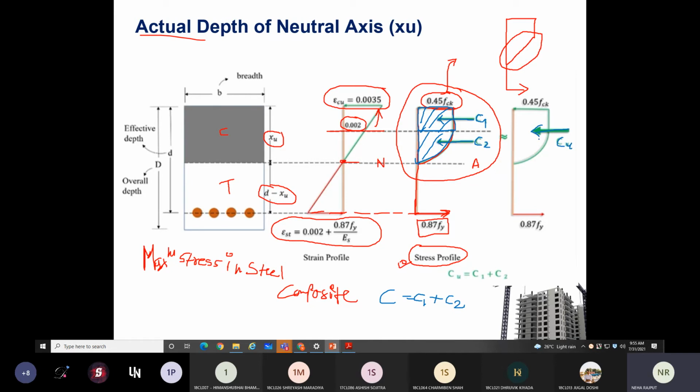And where will it act? At the CG. If you are knowing that if you have a composite section or unequal section, then if this is C1, this is C2, then the resultant force will come at the CG of these two different cross sections. Okay, so what do we have to find? We need to find out the CG value where this force will act.